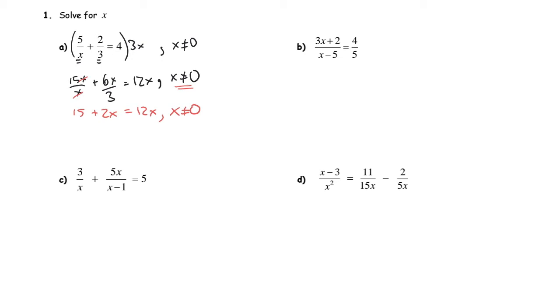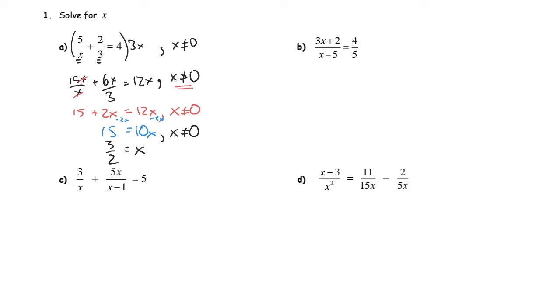Now I'm going to bring that 2x over. I'm going to subtract that from both sides, and that's going to get me 10x on the right-hand side with a 15 here. So again, I subtracted 2x from both sides to get the x on one side. And now I'm going to divide both sides by 10. Sorry, I should have stated up here, x can't be equal to 0. And then when I divide both sides by 10, I'm going to get 15 divided by 10 on the left, which is going to reduce to 3 over 2.